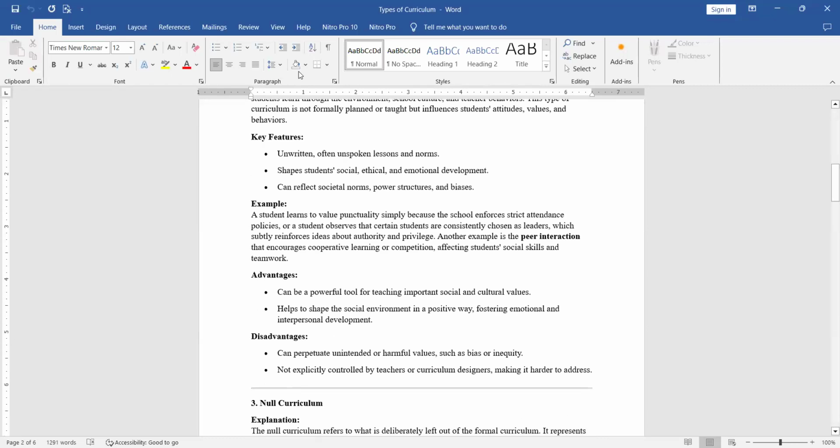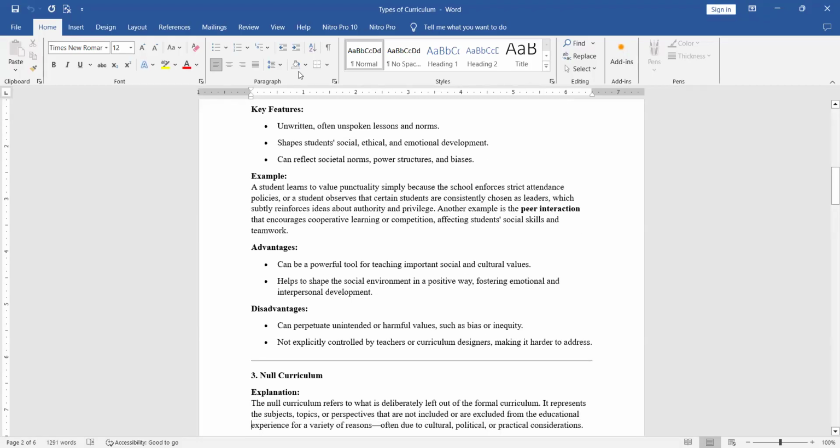The advantage is that it can be a powerful tool for teaching important social and cultural values. It helps to shape the social environment in a positive way, right? They develop their social skills. The disadvantage is that it can perpetuate unintended or harmful values such as bias or inequality, not explicitly controlled by teachers or curriculum designers, making it harder to address.